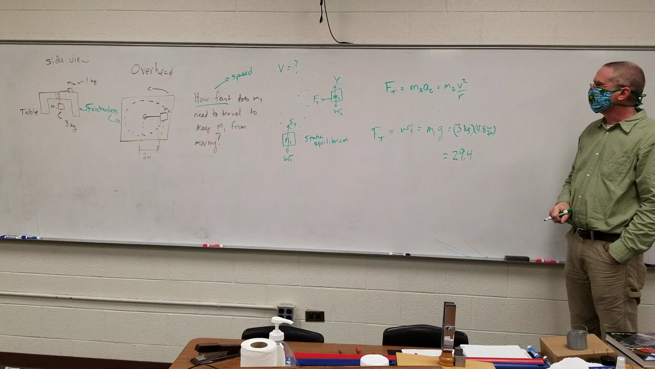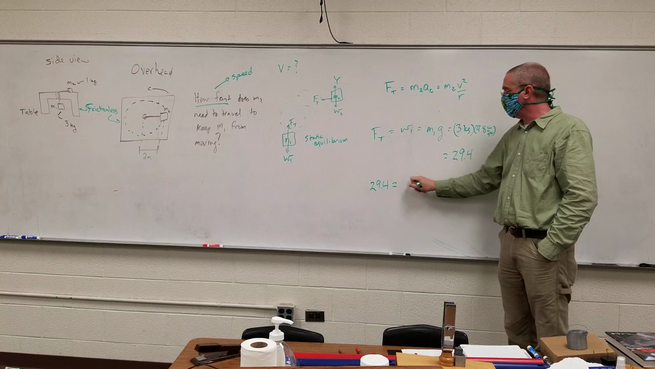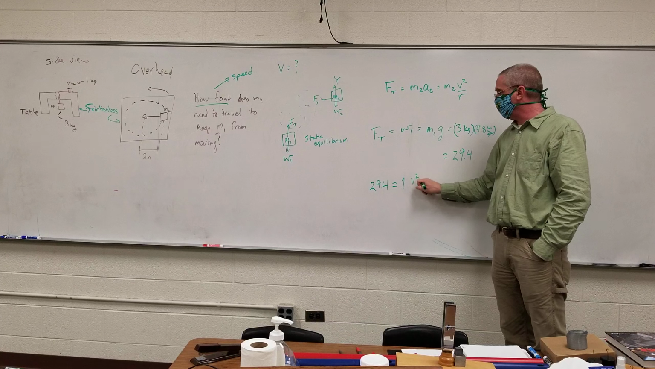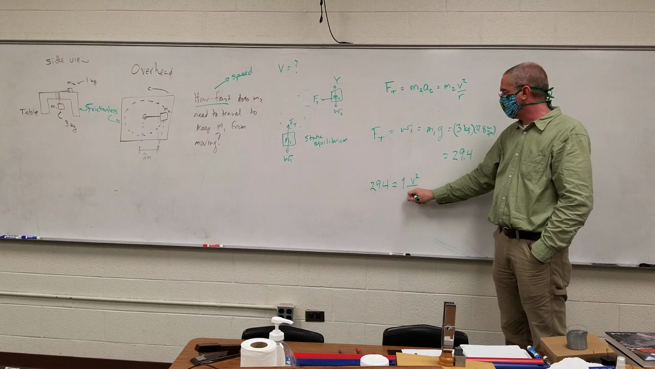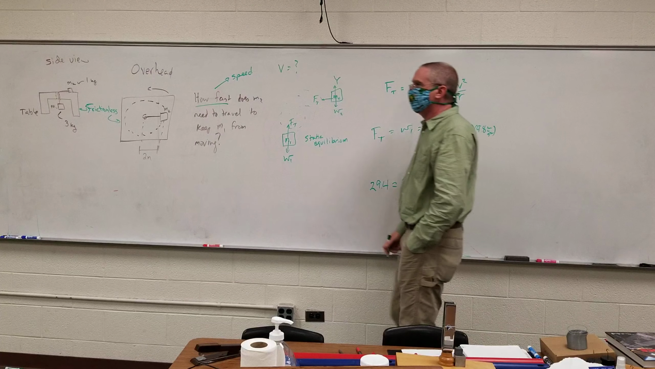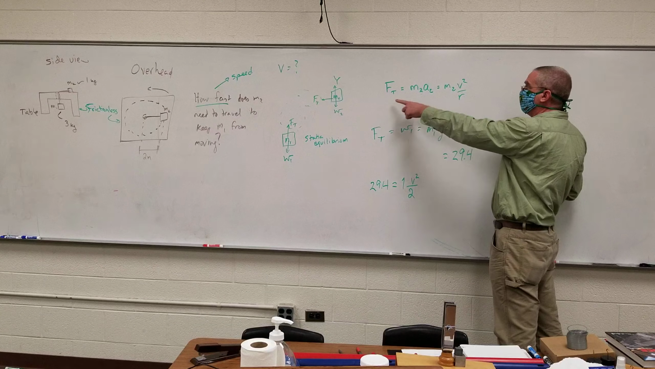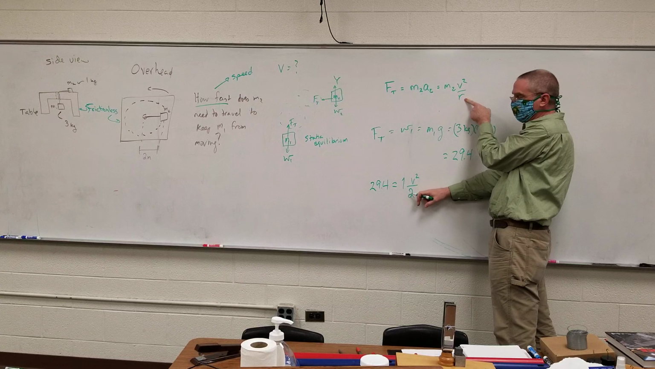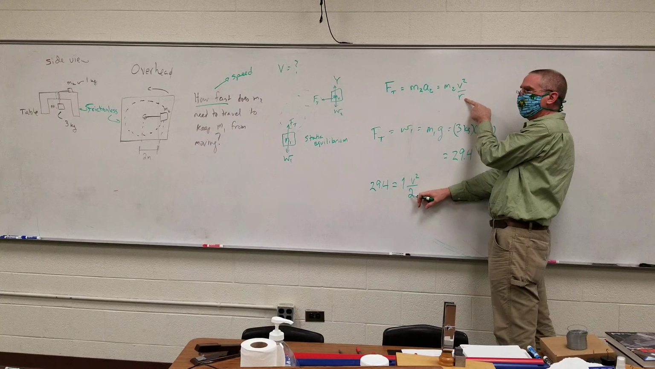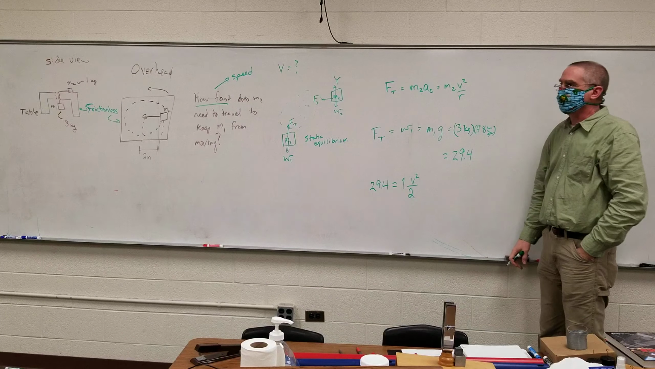Going to the first one there, I have 29.4 equals mass 2, which is 1, times v squared over my radius, which is 2. I'm plugging into this formula right here. I know what tension is, I just found it. And that's equal to m2 v squared over r. My mass 2 is 1 kilogram, and my radius was 2 meters. That's all I did.